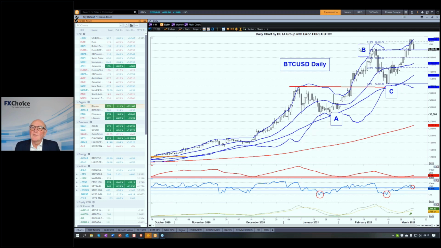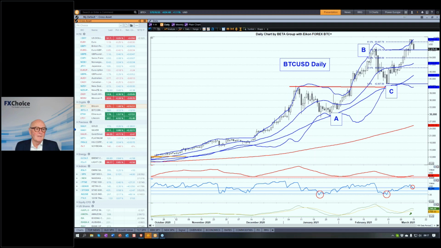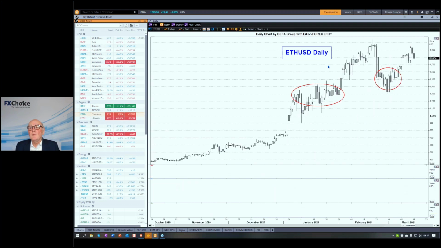Just going back to Bitcoin, because I wanted to contrast Bitcoin with Ethereum. Bitcoin on Saturday, we made the break to new high. In Ethereum, we have not.